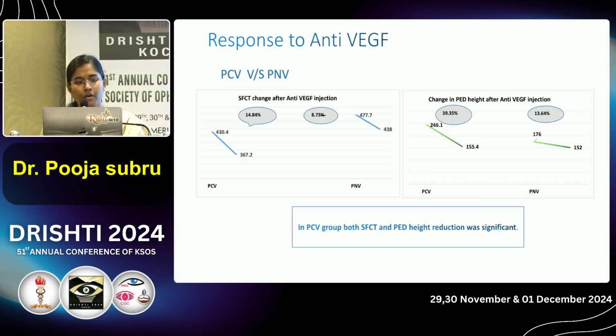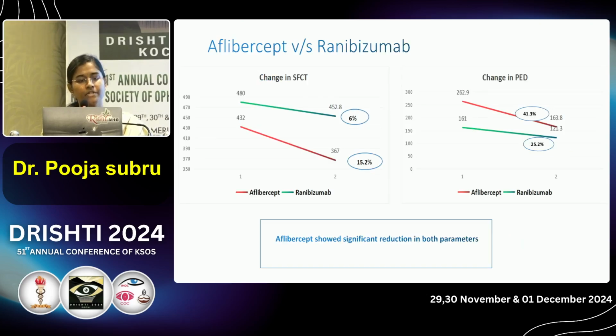The subfoveal choroidal thickness as well as the PED height decreased significantly in the PCV group as compared to PNV, which is indicated by the slope of the graph. Among the intravitreal injections given, aflibercept was found to be a better agent, bringing about significant reduction in the parameters assessed.